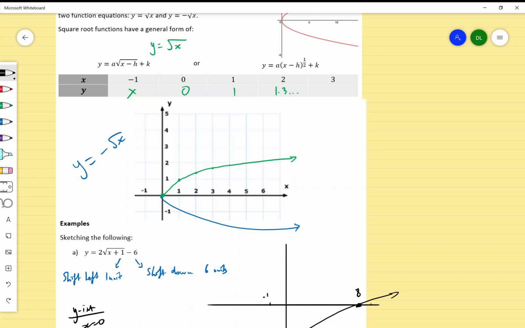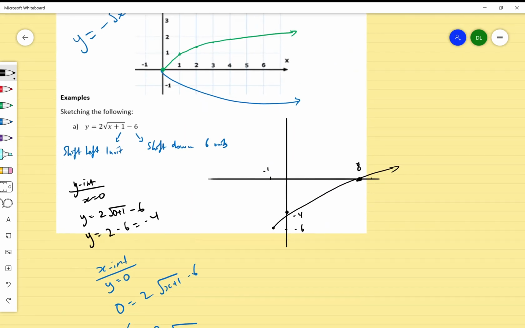So right now, the domain of my function goes from x equals negative 1 up until infinity. My range goes from negative 6, which is the lowest y value, all the way up to infinity. Okay, best of luck.